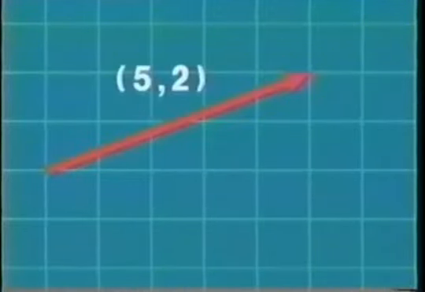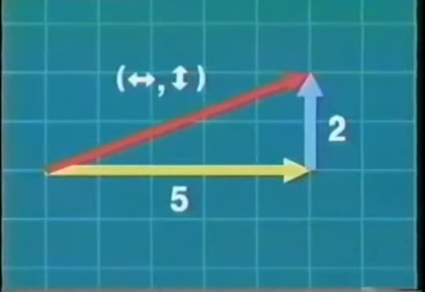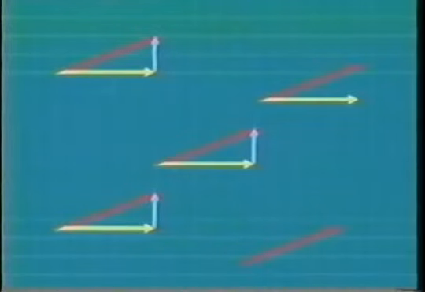One way is with a grid and ordered pairs. For example, ordered pair 5, 2 describes this vector. Starting from the initial point, we count 5 moves to the right and then 2 moves up. The reason it's called an ordered pair is because the first number in the bracket is always the horizontal move, the second the vertical. There can be any number of vectors described by ordered pair 5, 2. 5 moves right, 2 up, and so on.